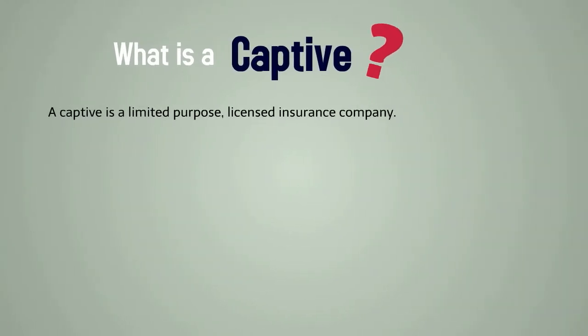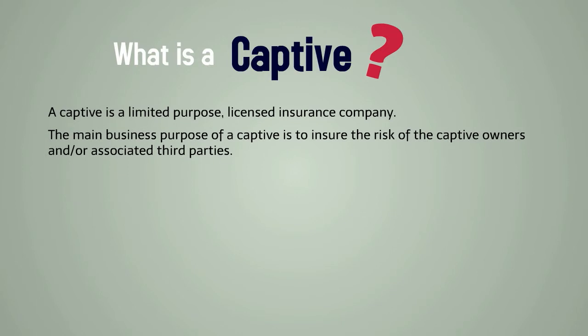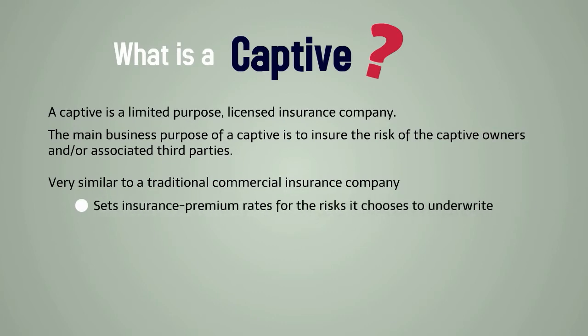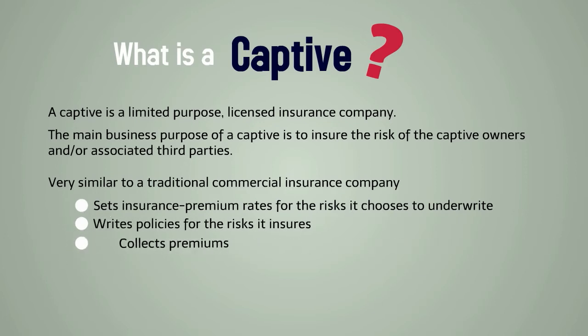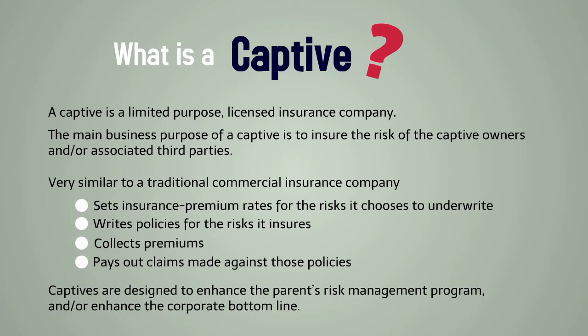A captive is a limited-purpose licensed insurance company. The main business purpose of a captive is to insure the risk of the captive owners and/or associated third parties. Very similar to a traditional commercial insurance company, it sets insurance premium rates for the risks it chooses to underwrite, writes policies for the risks it insures, collects premiums, and pays out claims made against those policies. Captives are designed to enhance the parent's risk management program and/or enhance the corporate bottom line.